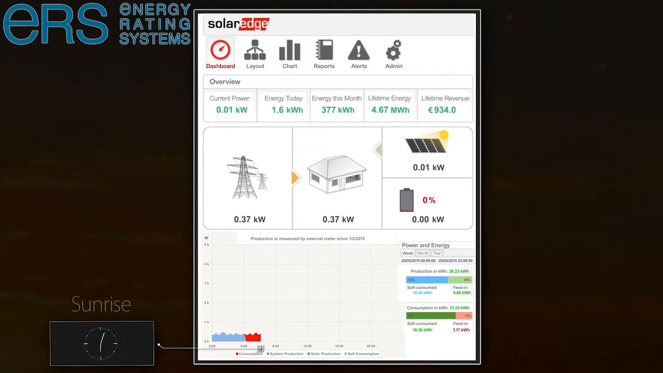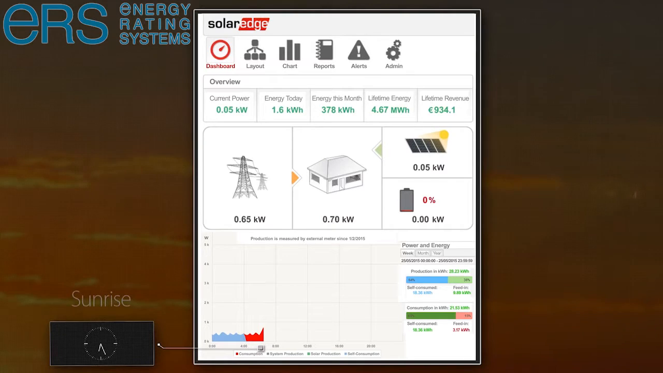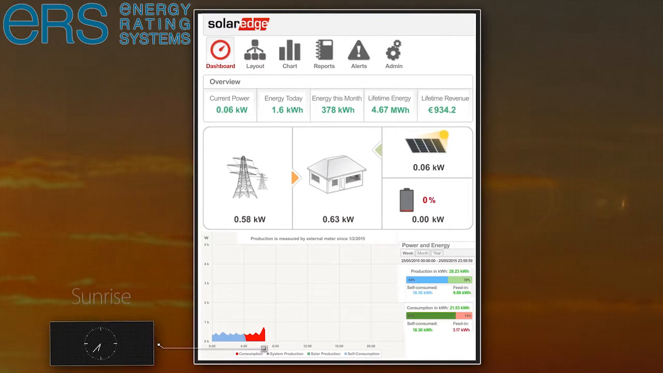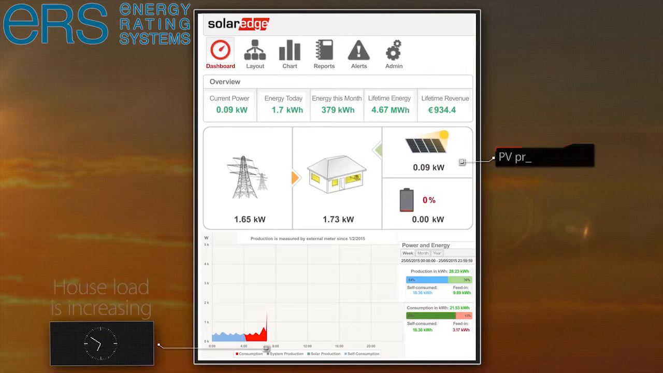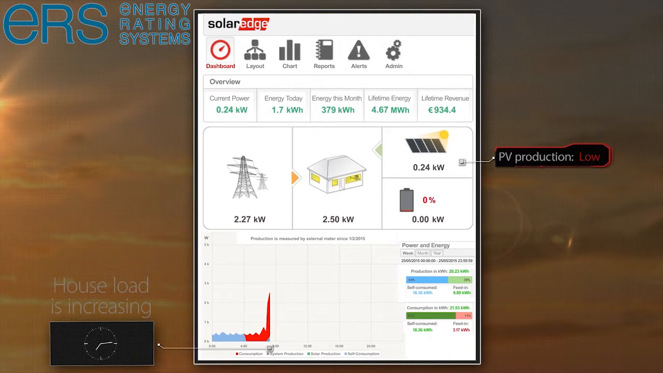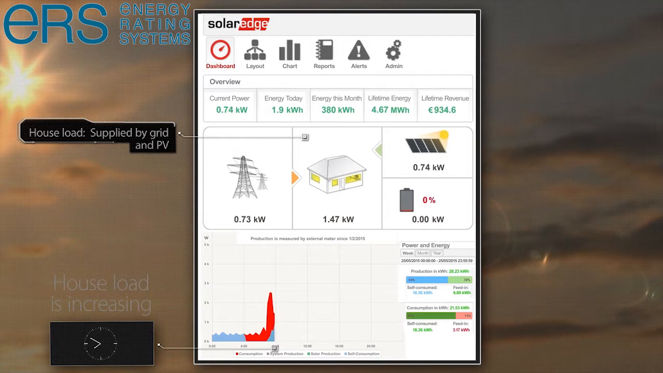As the sun rises, PV production starts to increase, but the grid continues to support the basic house loads. At 6:45 AM, the household wakes up. The house loads surge as the family prepares to head out. With the increased PV production, the PV system is now able to help meet the rising consumption, together with the grid energy. At this stage, PV energy only supports house loads and does not charge the battery.